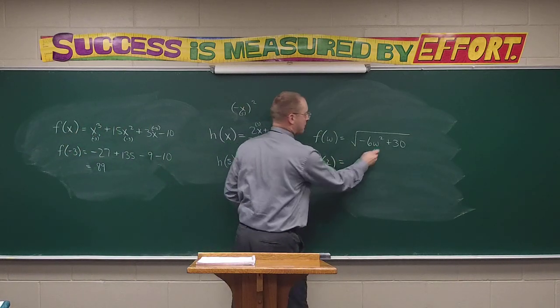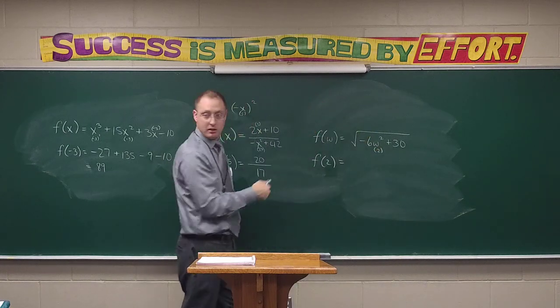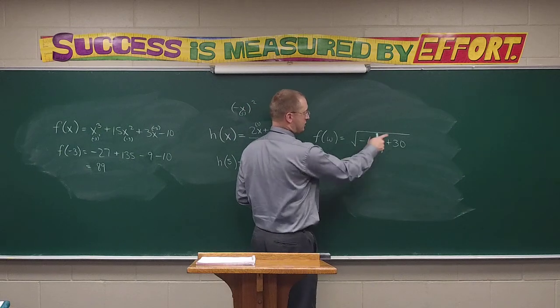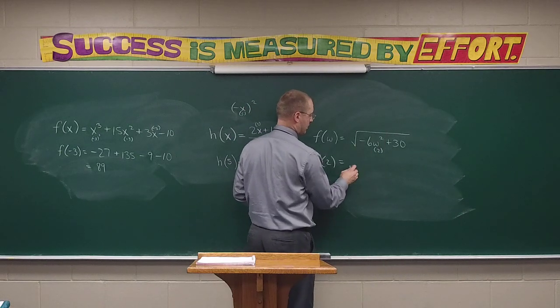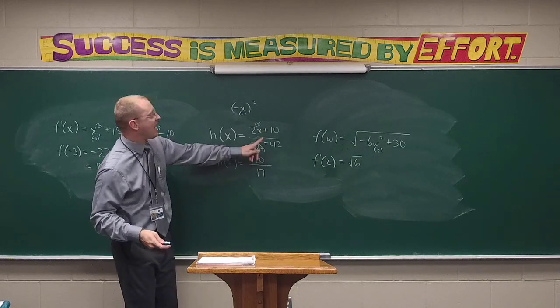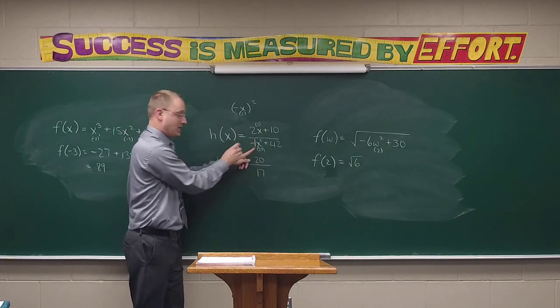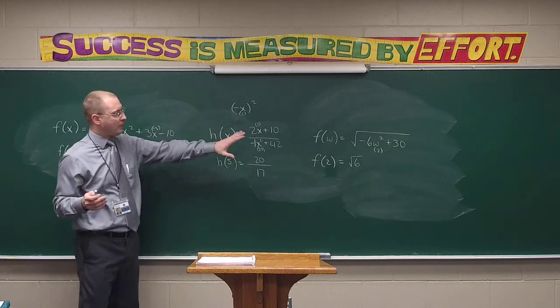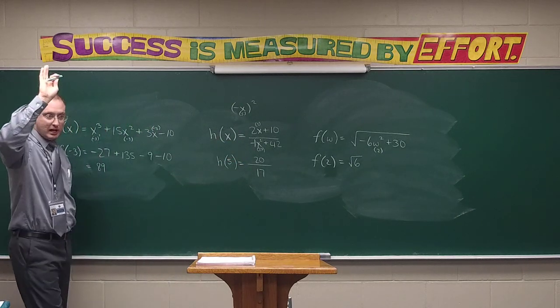And so, Abby, when we plug in 2, we're going to start by squaring it. 4, and then multiply by the negative 6. Negative 24. Plus the 30. 6. So we end up with just the square root of 6. Same thing here. We square the x first, then multiply by the negative 1, if you will. That's in front of the x. Does that make sense? All right? How many got the square root of 6 on number 5?